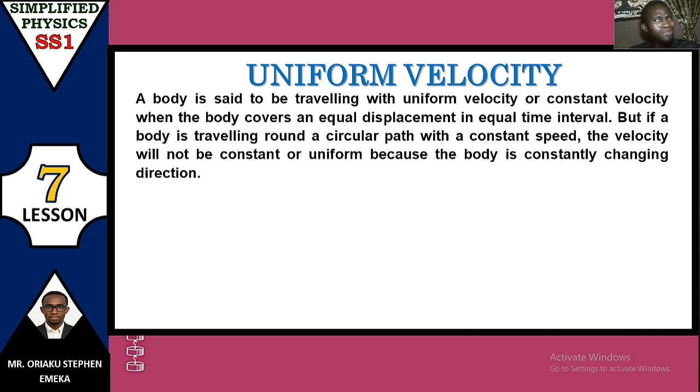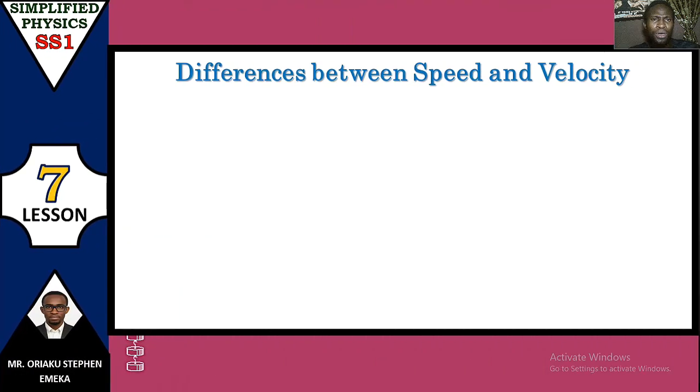The velocity will not be constant. Why? Because when a body is going around a circular path, like a roundabout, even though the speed is constant, the direction is always changing. Check the tangential direction, it is always changing. So a body moving around a roundabout or a circular path may have a constant speed but not a constant velocity, because the direction is always changing.